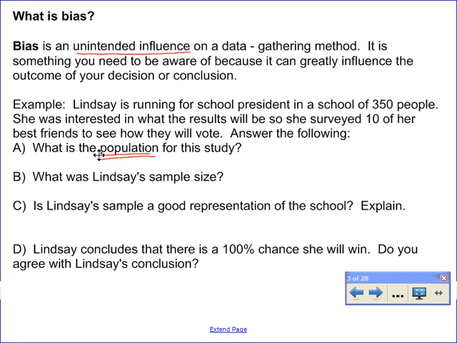The population is the students at Mitchell High School, at MDHS. Okay, that's the entire population. They all get to vote on this survey. What was Lindsay's sample size? Okay, it was 10, and it consisted of best friends.